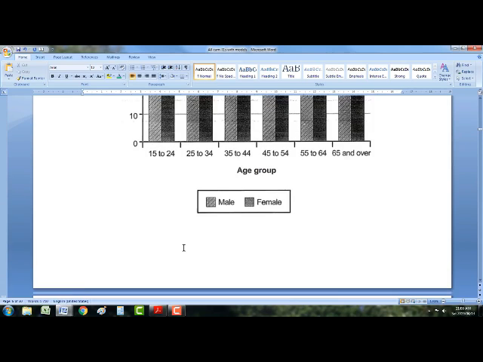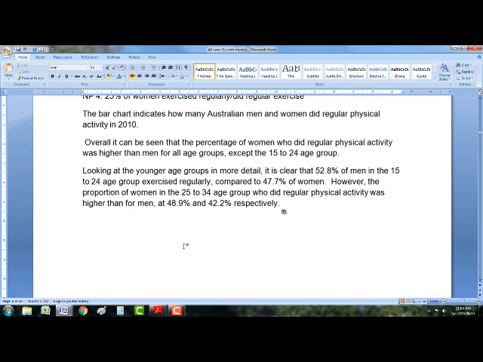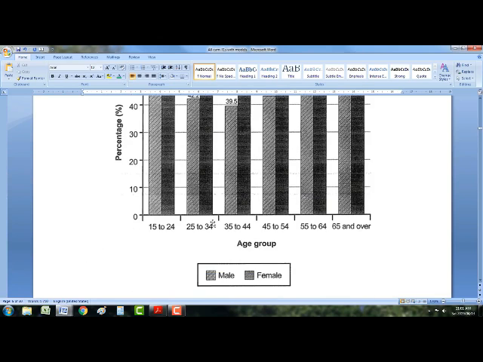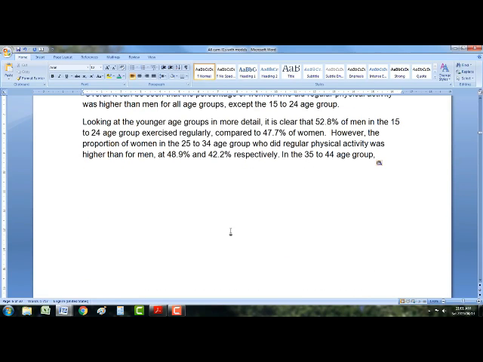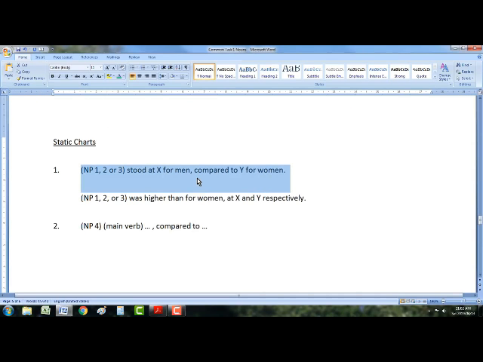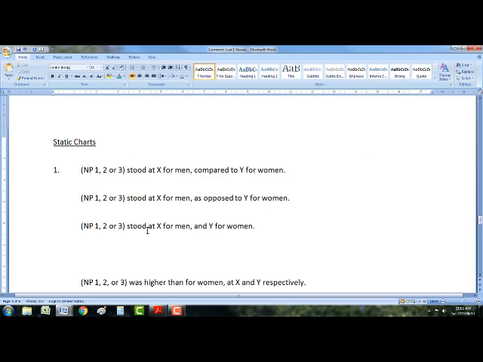Then another thing I want to show you with these statistics is you start, your linking language includes the age group. So we will say in the 35 to 44 age group. Then we can do noun phrase 1, 2, or 3, but I want to do reference pronoun. And I'm going to use this one. But remember I said you can say compared to, you can say as opposed to, you can actually also just say and. Stood at X for men and Y for women. Let me just show you those 3. Same structure, compared to, as opposed to, and. Just gives you a bit of variation, so let's use this one.